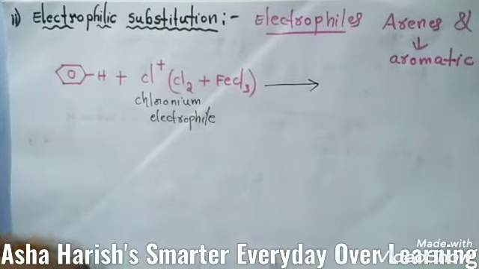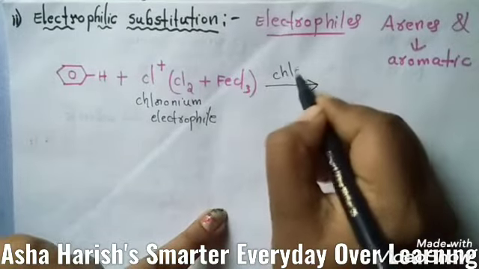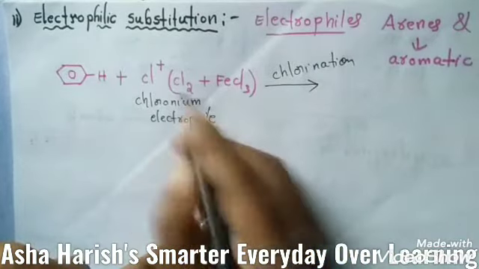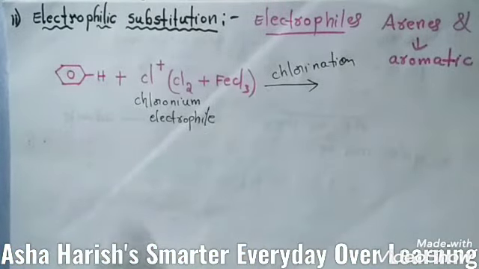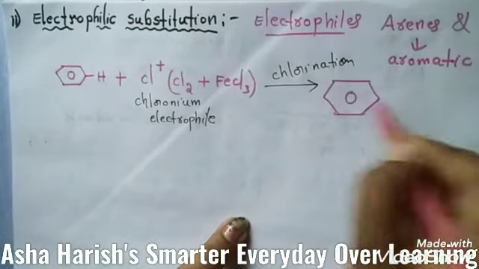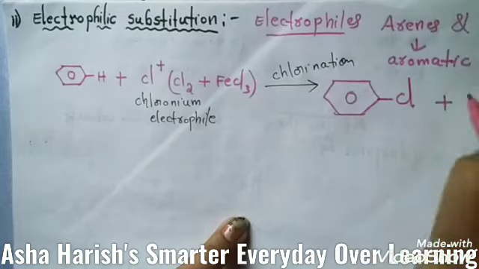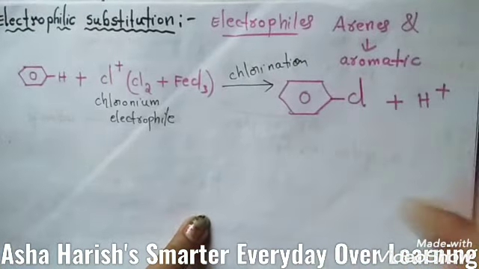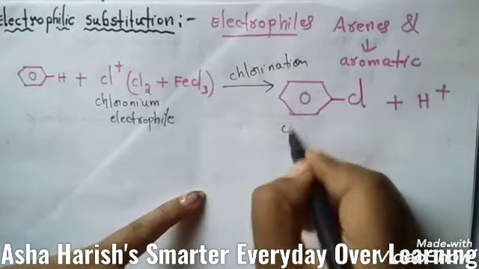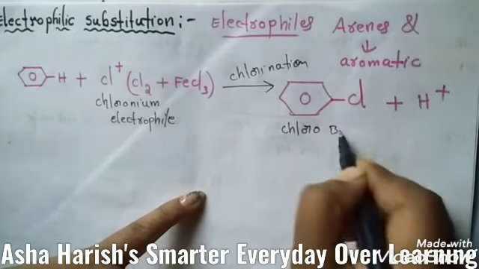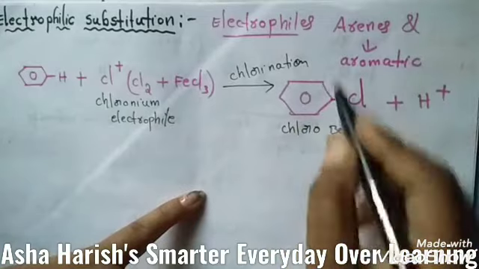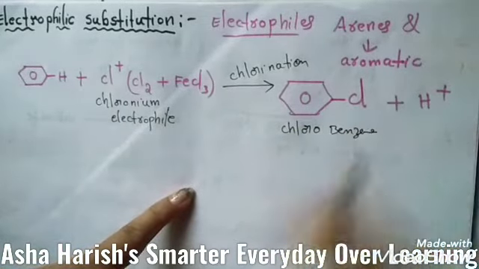This is the reaction. Chlorination. Okay, students, chlorination. Why? Because the addition of chlorine is taking place here. Then the final products should be, I'm going to draw here. Here is the benzene structure, and here chlorine is attached with H plus ions. Here is the H plus ions. So the formed compound is known as chlorobenzene. This is chlorobenzene. So this is known as substitution product, chlorobenzene. Okay, right. Now let's see another example.